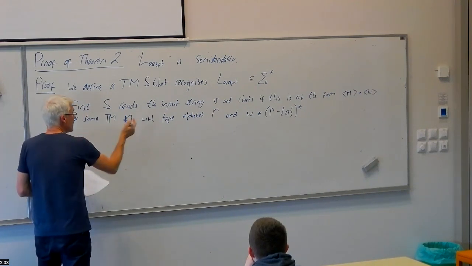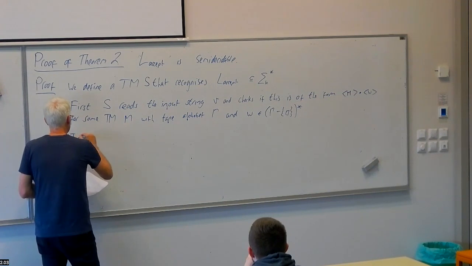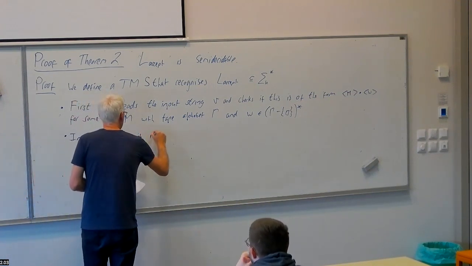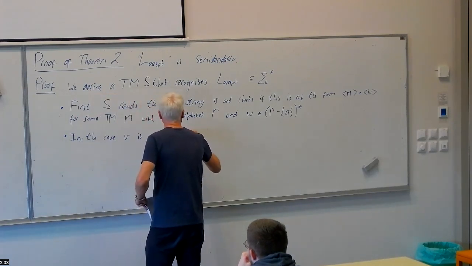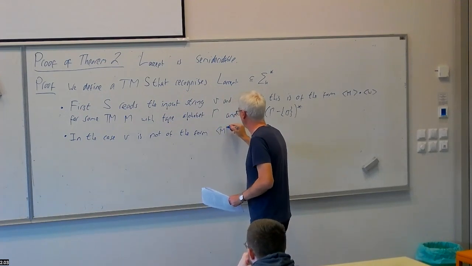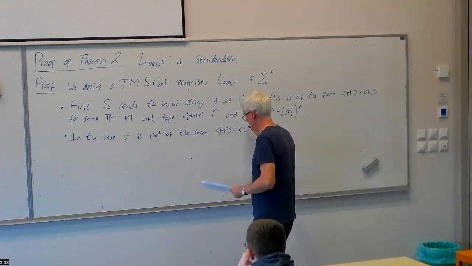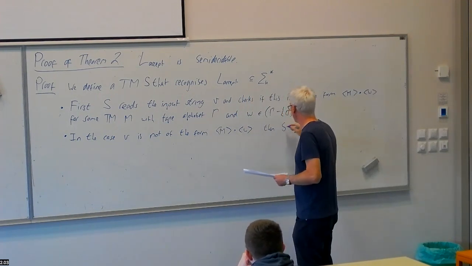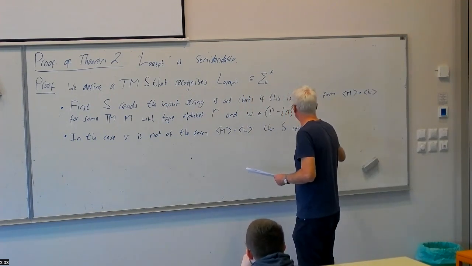And if V is not of this form, in the case V is not of the form encoding of a Turing machine, bullet, W, S rejects.